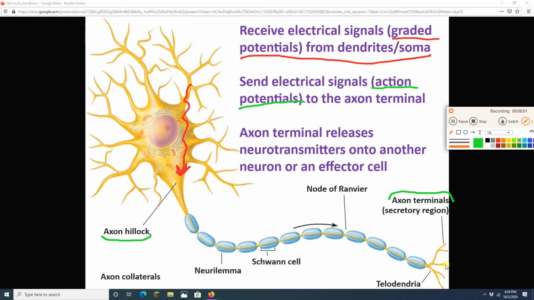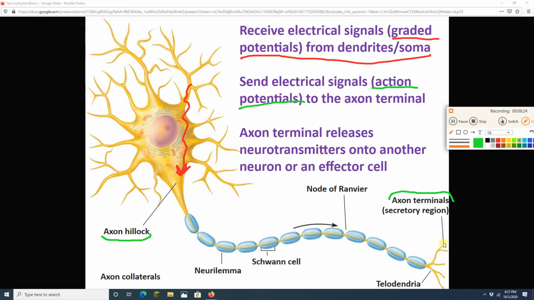The tips are called the axon terminals, and they are going to release chemicals called neurotransmitters, maybe onto another neuron where they can stimulate graded potentials in it, or maybe onto an effector cell like a muscle cell where they could stimulate it to contract.